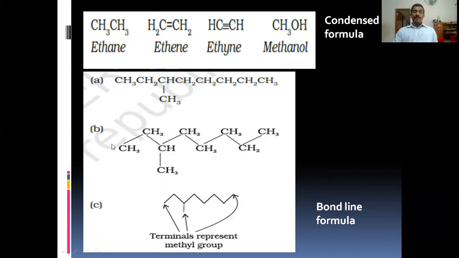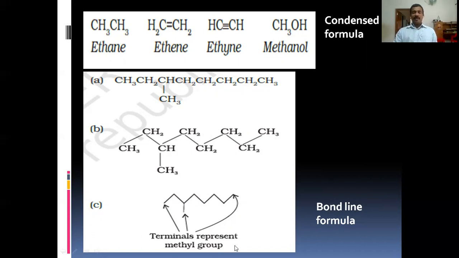In the bond line formula, we represent the compound using only bond lines. No atoms are shown in this formula. So you take only the bond lines, and that is represented here. 1, 2, 3, 4, 5, 6, 7, 8.